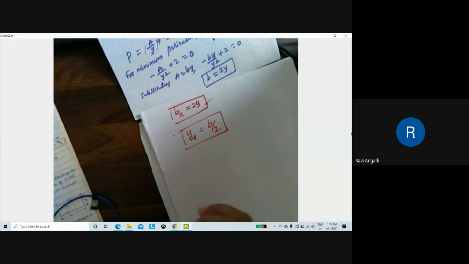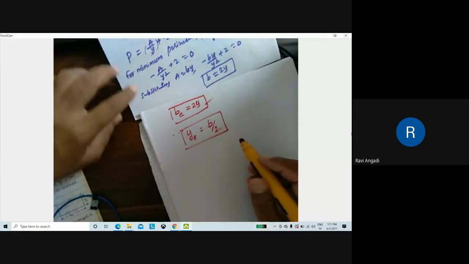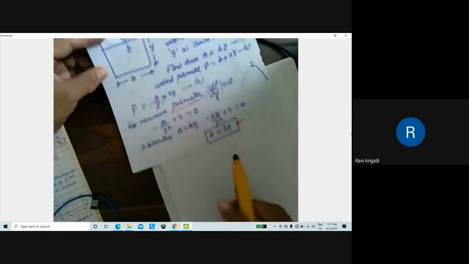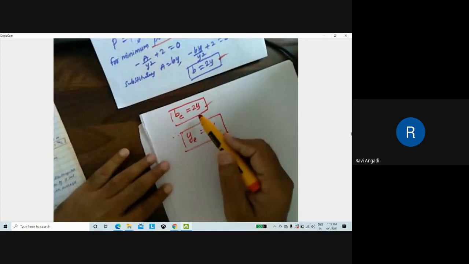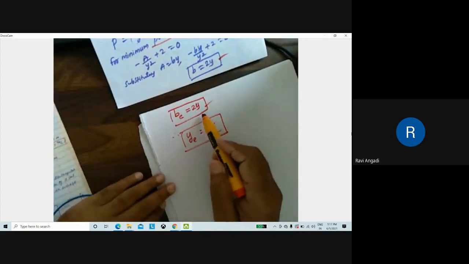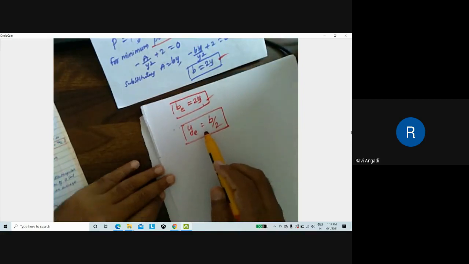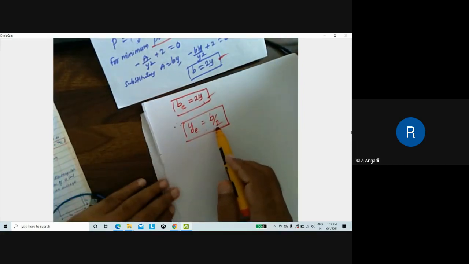Then only it gives you the maximum discharge, and the wetted perimeter should be minimum, because for a minimum perimeter we have already differentiated. We have got the answer here. For a minimum perimeter, the dimensions of the rectangular channel should be: the width 2 times y, and the depth of flow half of the width.